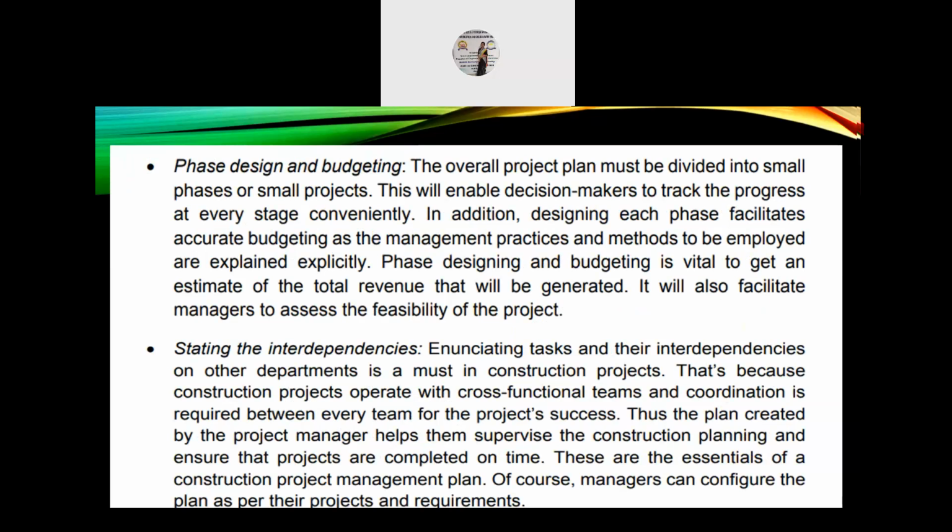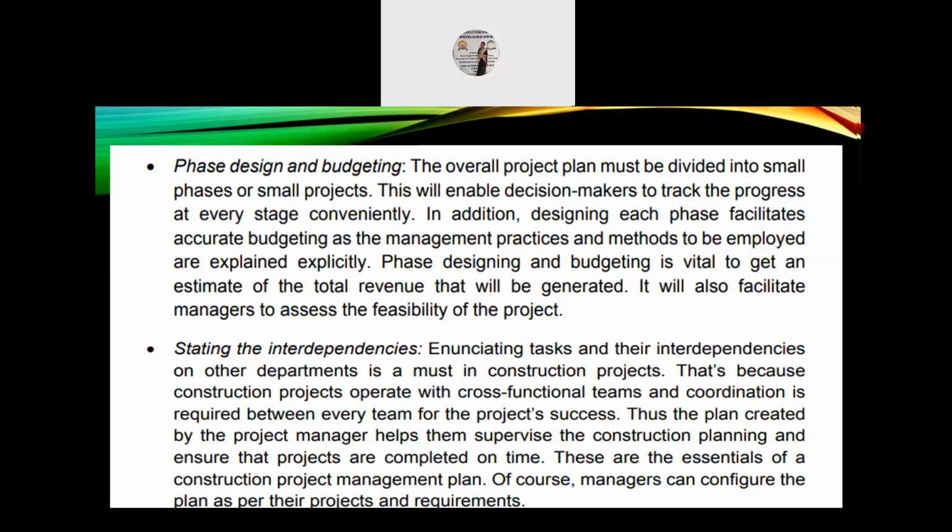Third point, phase design and budgeting. The overall project plan must be divided into small phases or small projects. This will enable decision makers to track the progress at every stage conveniently. In addition, designing each phase facilitates accurate budgeting as the management practices and methods to be employed are explained explicitly. So phase designing and budgeting is vital to get an estimate of the total revenue that will be generated. It will also facilitate managers to assess the feasibility of the project.